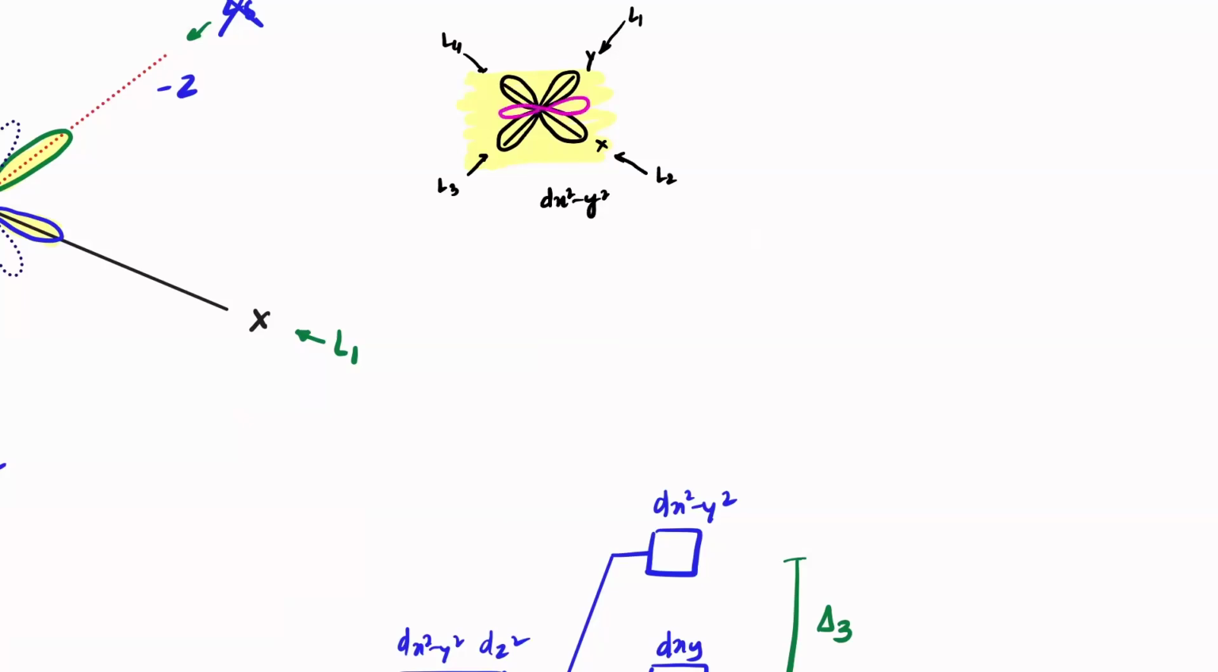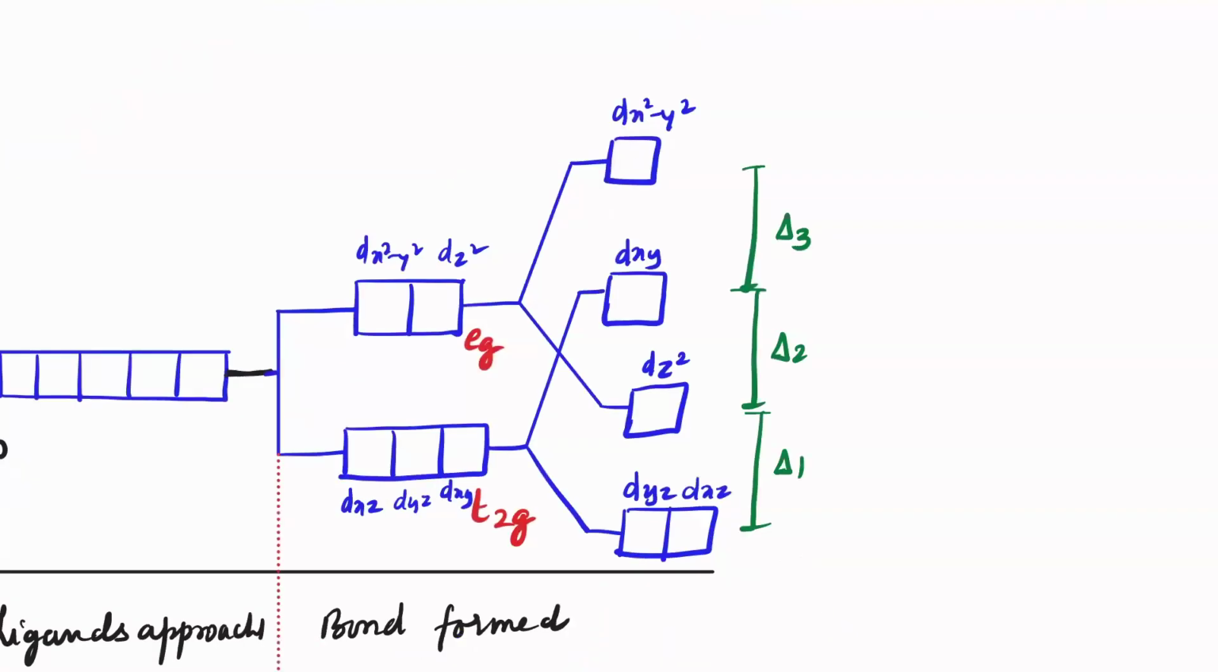Within this same plane, you will see another orbital. What is this orbital now? This is dxy. If this is dx square minus y square, this is dxy. Now you notice that dxy will also experience more repulsion because it is pretty close to all these 4 ligands, as they are on the same plane. So the next most repulsion will be for dxy. From the T2g orbitals, this dxy will have more energy and will rise.